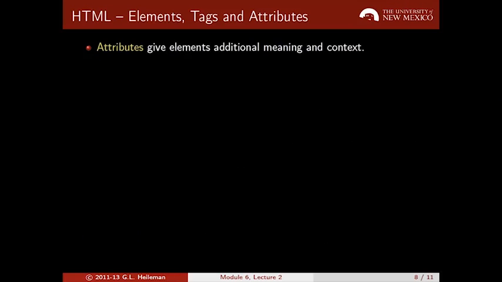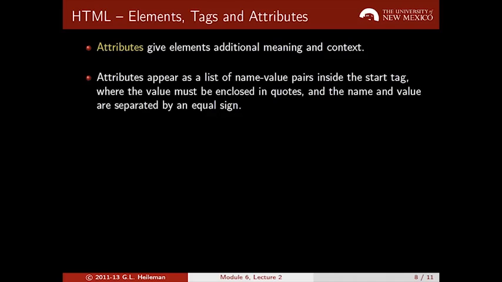Now, the attributes are very important. Again, we have the start tag that can contain attributes, an end tag, and the content in between. That makes up an HTML element. The attributes provide additional meaning, and we talked about HTML as specifying the semantics, or meaning, of a document. Here's how you specify attributes. It's just a list of name-value pairs, with the values enclosed in quotes and separated from the names by an equal sign.